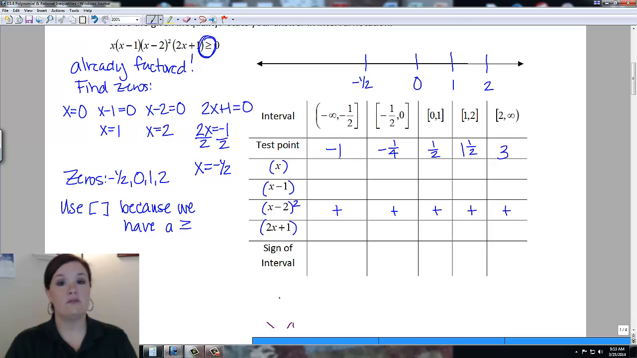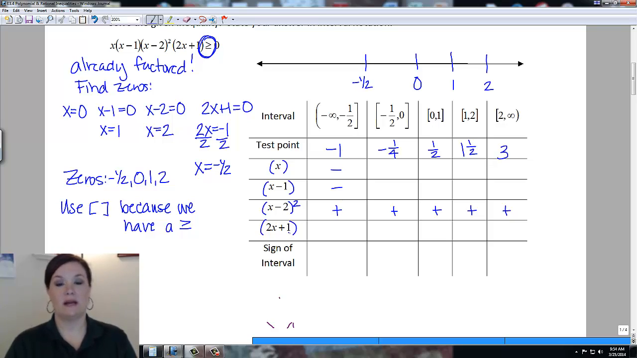So if I plug in -1, if I plug -1 in for x, that's going to be negative. If I plug -1 into my next factor, x minus 1, -1 minus 1 is -2, which is negative. We already talked about if we plug in -1 minus 2 is -3, but when we square it, it becomes positive.